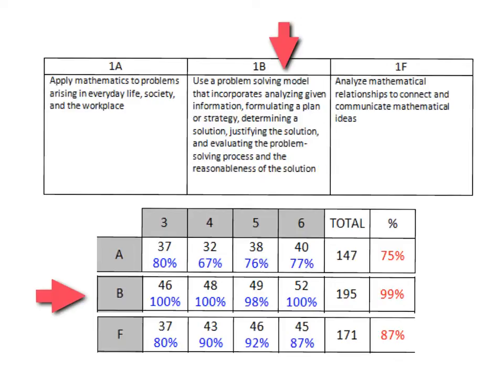When you look at the new problem-solving model, you will see that it is completely derived out of the process standard 1B, using a problem-solving model that incorporates analyzing given information, formulating a plan or strategy, determining a solution, justifying the solution, and evaluating the problem-solving process and the reasonableness of the solution.